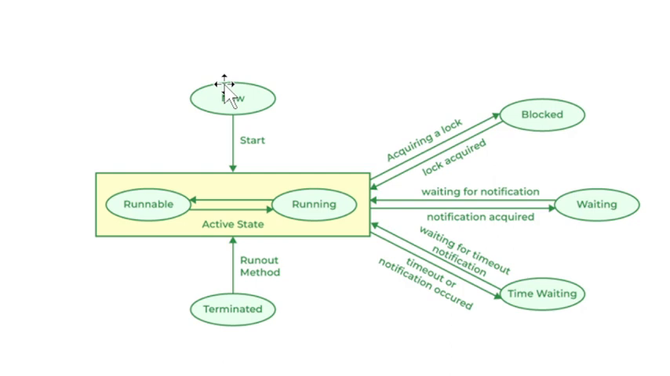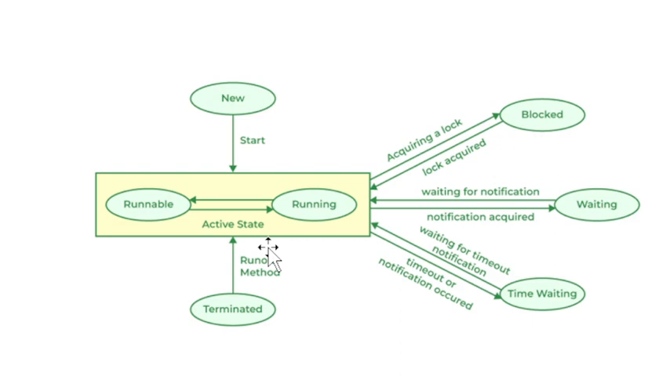When you create a thread, it is in the new state. After the new state, it will move to the runnable or running state. Runnable state means it is ready to run, and it is in the active state. If it is completed or runs out of methods, then the thread is terminated.